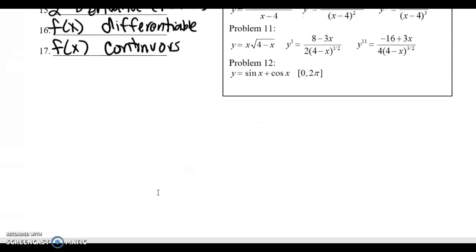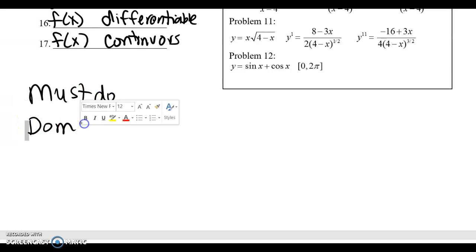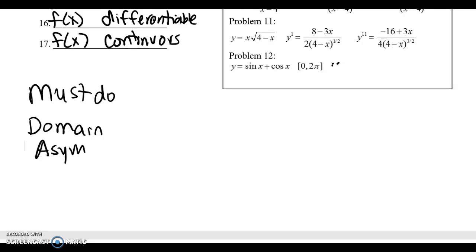Now at the bottom, I'm just going to list a couple things. These are the things you definitely must do for every graph. You have to do that domain. I need to see any asymptotes: the vertical, horizontal, any obliques, any holes in the graph.